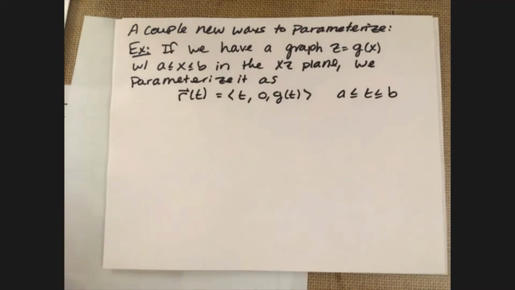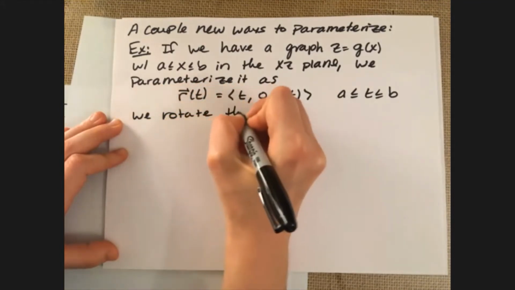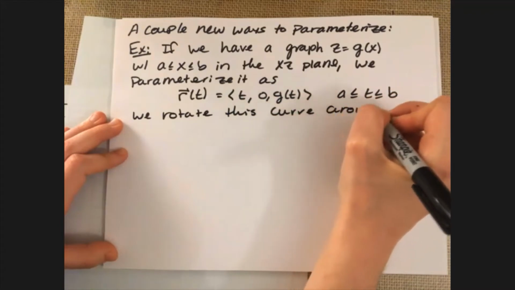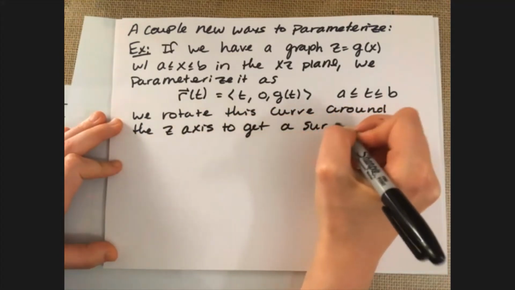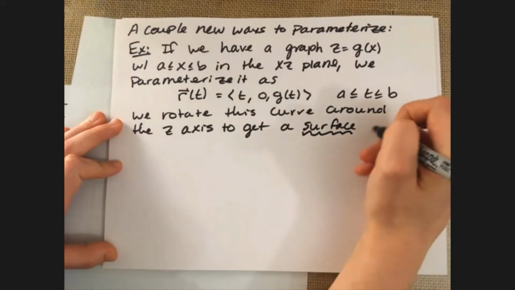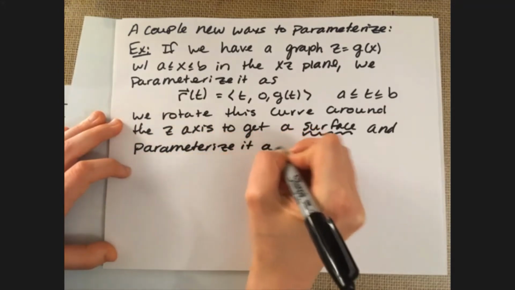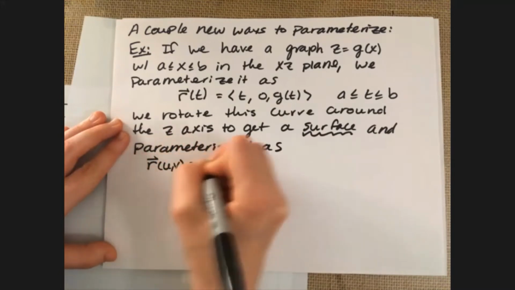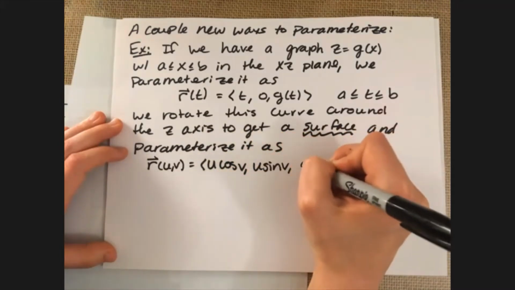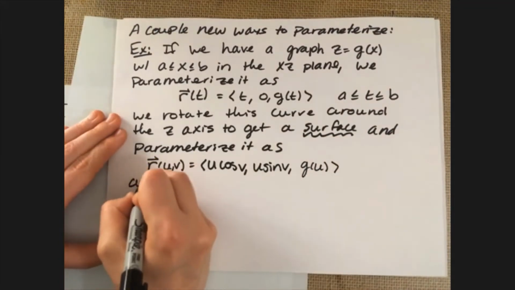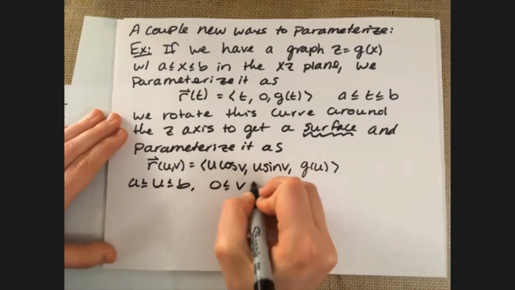Now, this isn't a surface, this is just a curve. So to actually get the surface that we're interested in, we rotate this curve around the z-axis, and parameterize it as R of U, V equal to U cosine of V, U sine of V, and then g of U, where U is between a and b, and V is between 0 and 2 pi.